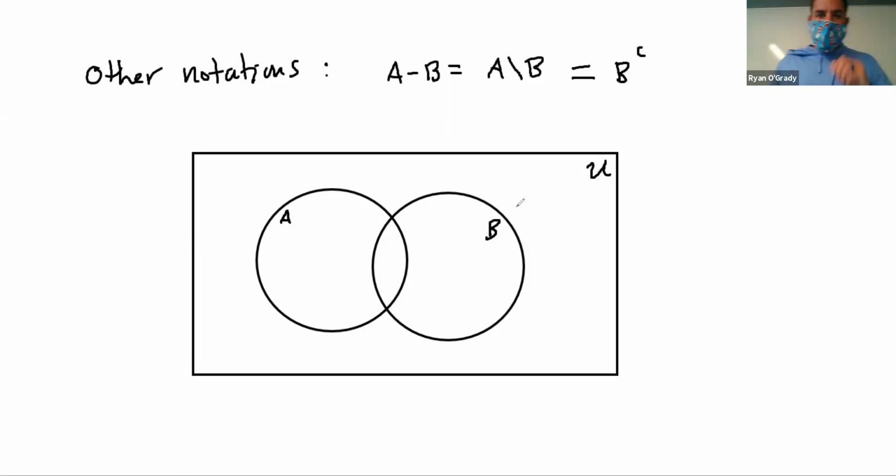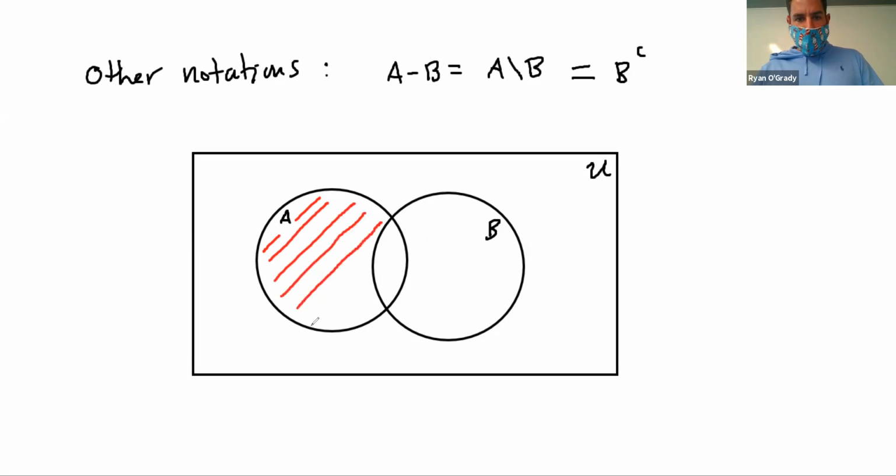Well, what would A take away B be? A take away B would look like this. It's everything that's in A but not in B. So it would be me shading in A, but ignoring this little piece that's also in B.